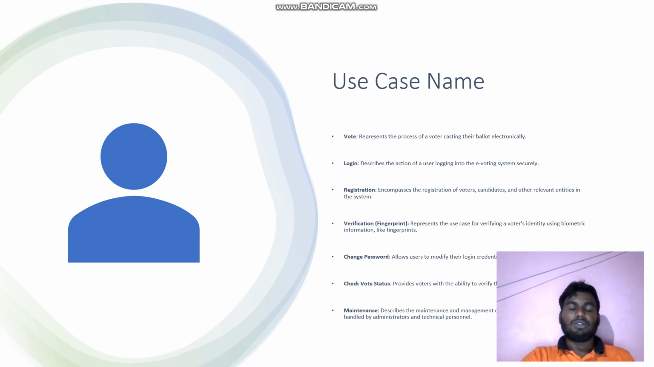Change password: the user can change the password, and then they can log into the system. Check vote status: the voter can see the status of the vote, whether voted or submitted. Maintenance describes the maintenance and management of the e-voting system, typically handled by the maintainer, administrator, or technical personnel.